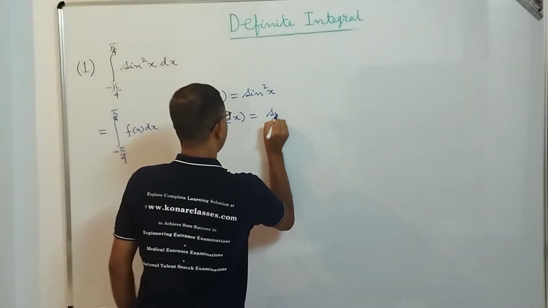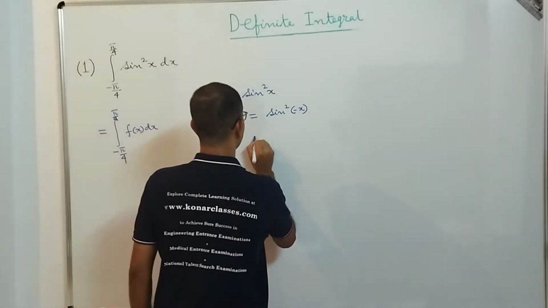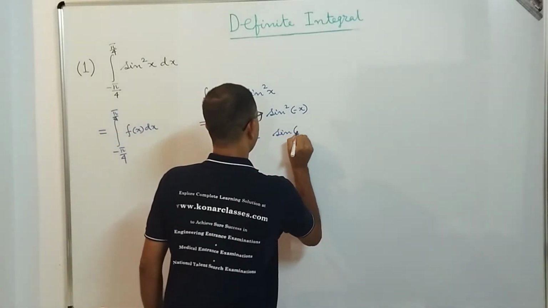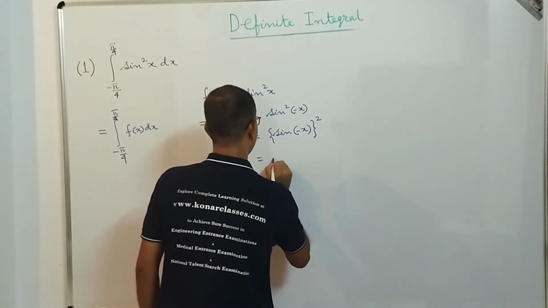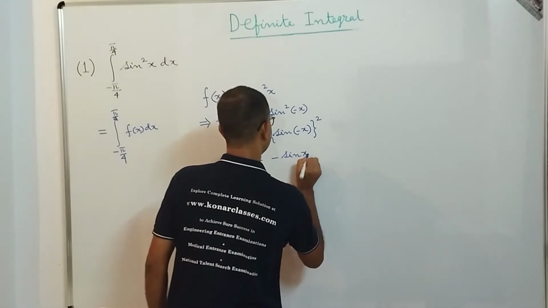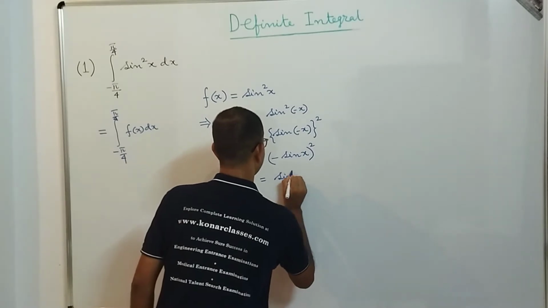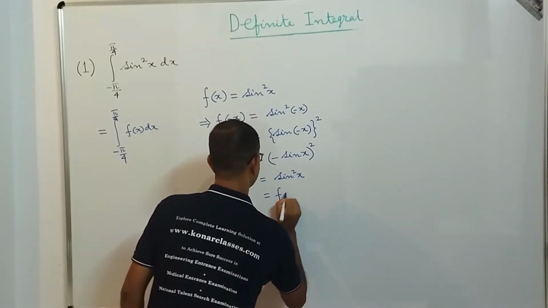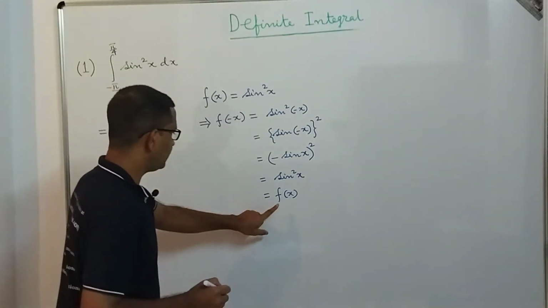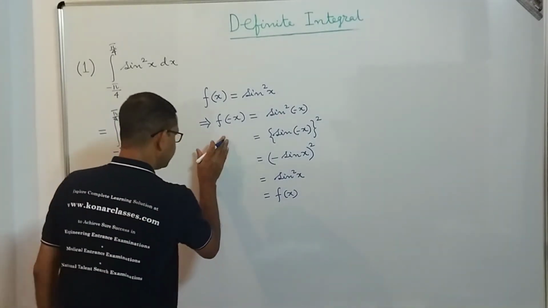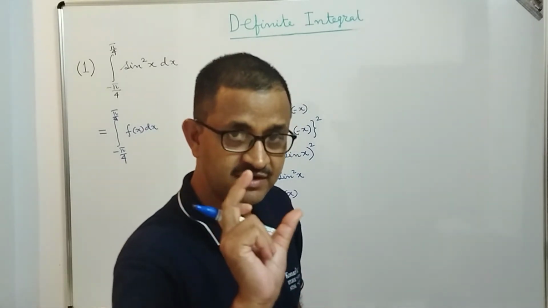f of minus x equals sine square of minus x. Sine square of minus x means, dear students, sine of minus x complete whole square, and we know sine of minus x is minus sine x, so minus sine x whole square is actually sine square x, and that is f(x). So we see that f of minus x equals f(x), which means f(x) is an even function.